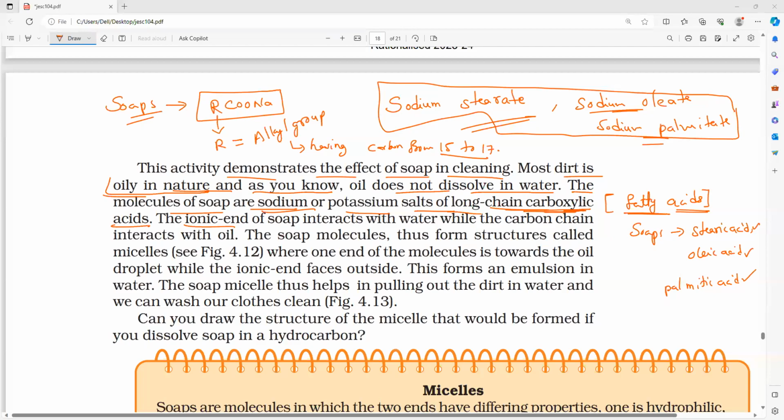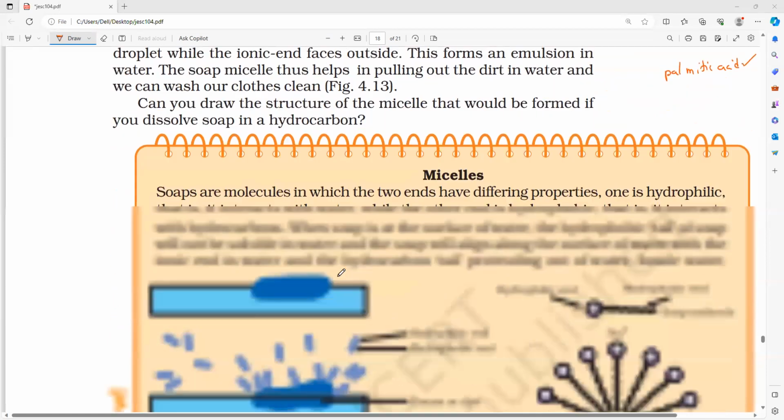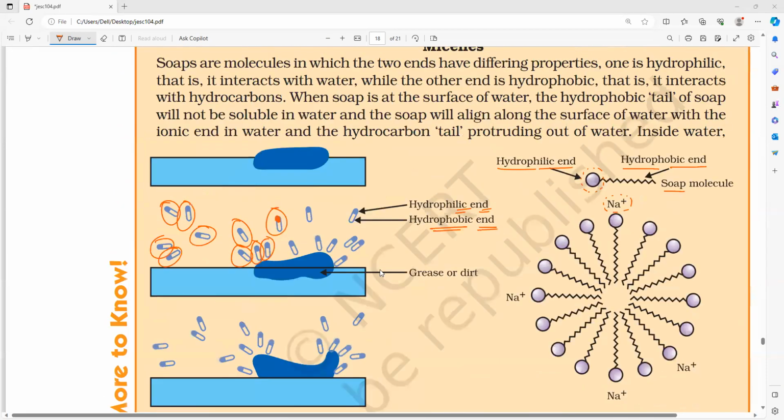Everybody, tell me what are the two parts of the soap molecule? One is what? Hydrophobic end, and another one is what? Hydrophilic. So the hydrophilic end, note it everybody, is COO minus Na plus. This is what we used to call the hydrophilic end, which will attract what? Water or dirt? Which will like to attract water.